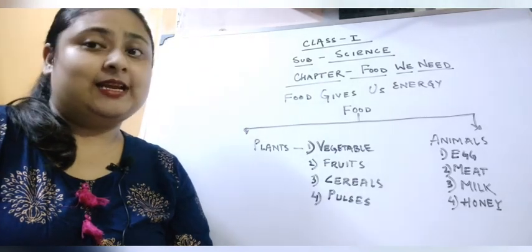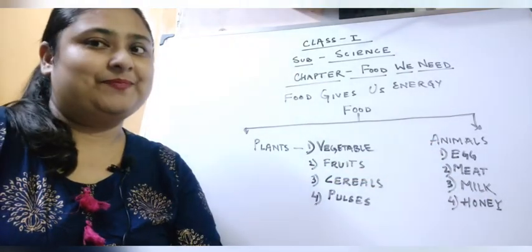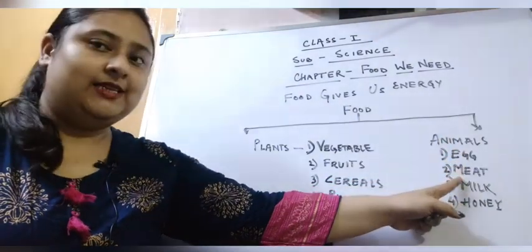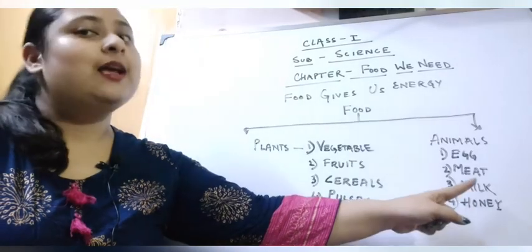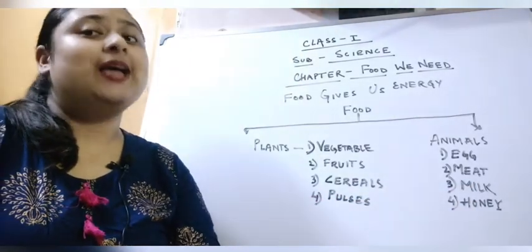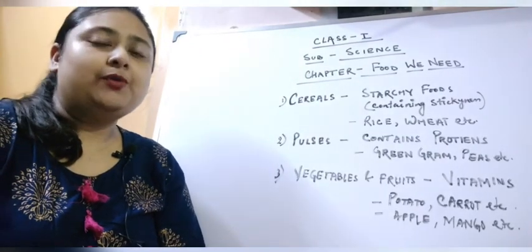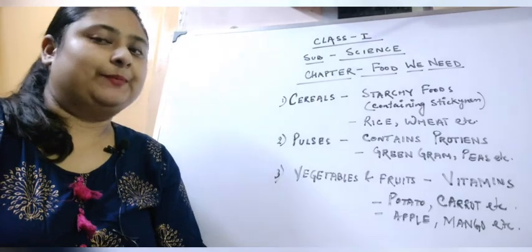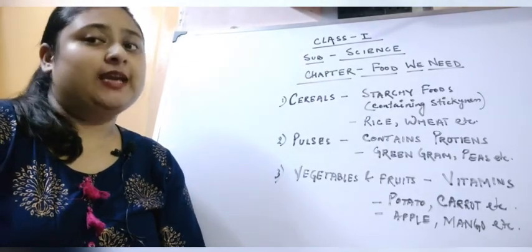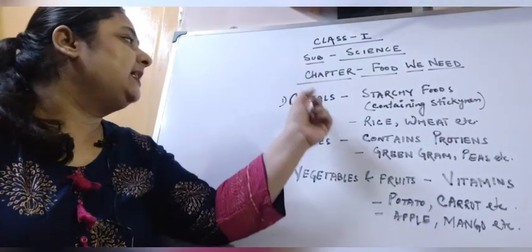Now let's learn about the types of food that we get from animals. These are egg, meat, milk, honey. These are the kind of food that we get from animals. And let's learn in details about these food items. Let's begin with the food items which we get from plants. Number 1 is cereals.